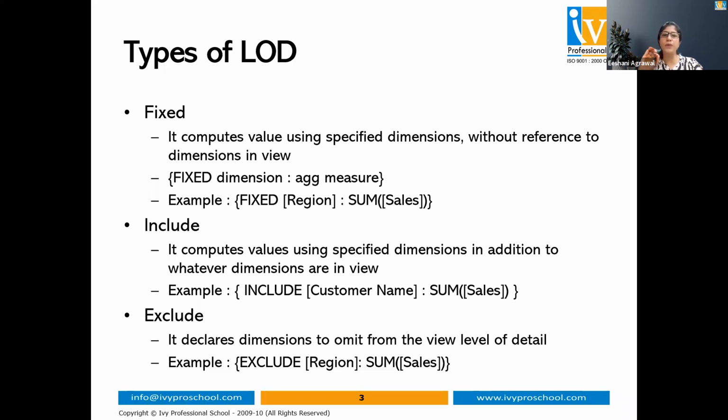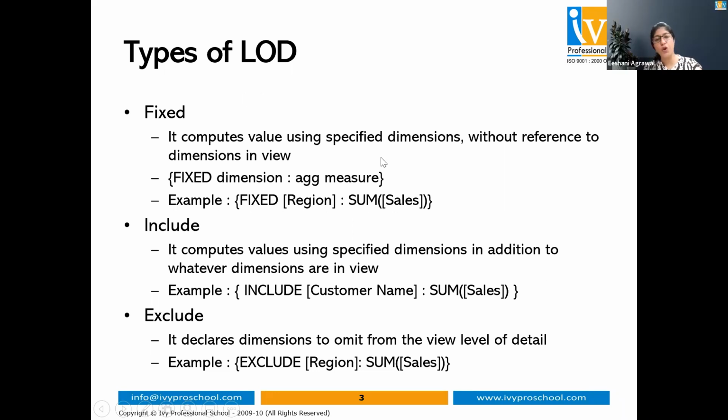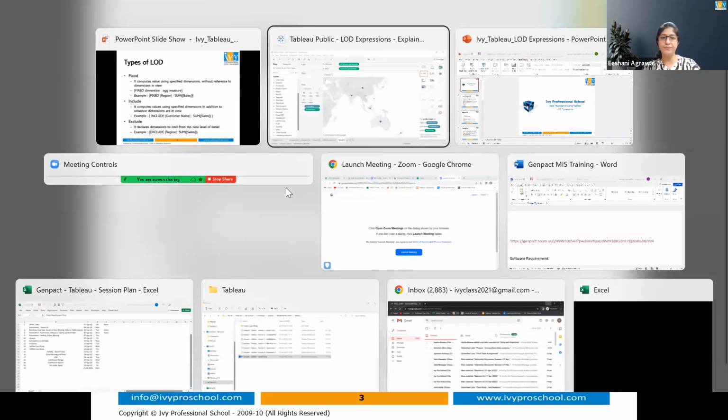But just to understand how it is written, the basic syntax is we write the keyword fixed, followed by the dimension, followed by the aggregated measure. In this example, let's say I wanted to create a calculated field where I want the sum of sales. Whenever this particular calculated field is dropped, it will talk about sales, but only with respect to region. If any other field is there, it should not get affected by it. It should not get filtered by it at all. Right? So let's see the first example.